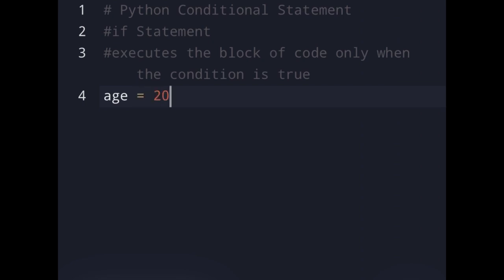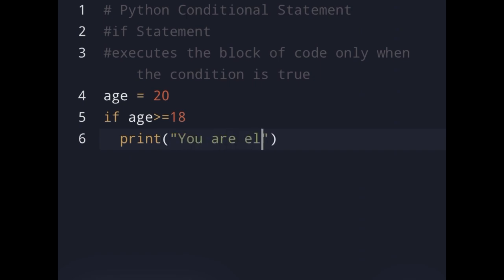equal to 20. Now I am writing one condition: if age is greater than or equal to 18, then you are eligible to vote. If your age is above 18, then the print statement should print you are eligible to vote. So let's run this code. We have given age equal to 20. So let's see if age is greater than or equal to 18. So you are eligible to vote.